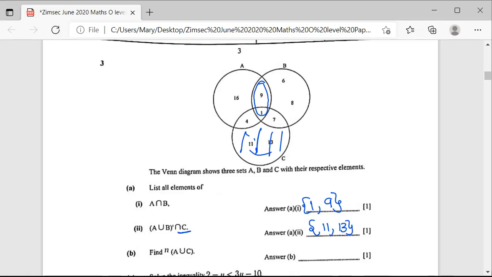Then the last one, it's find N. I think that N was a mistake. It was not supposed to be like a power. It's N bracket A union C. The number of elements that are in A union B. A union B, I'm going to use this one. The elements that are in A union B is this one.